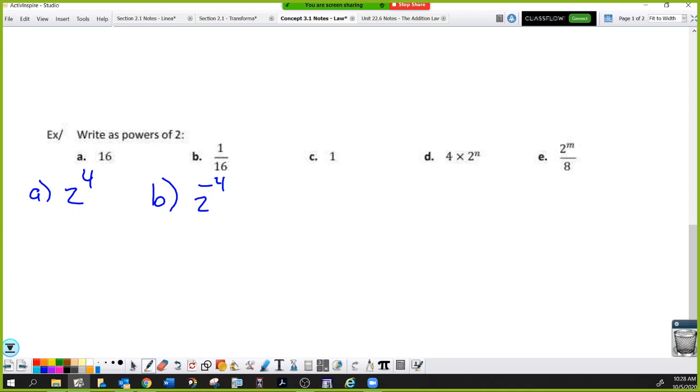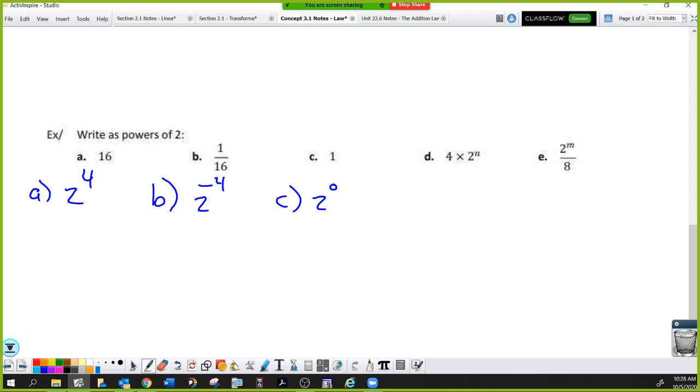C, this one's fun. 2 to what power gives me a 1? There it is, 2 to the 0. Interesting thing about that is anytime you see a 1, you could write that as whatever base you want raised to the 0 power. Sometimes that's a useful trick. Now D and E are more along the lines of what IB is looking for from you.